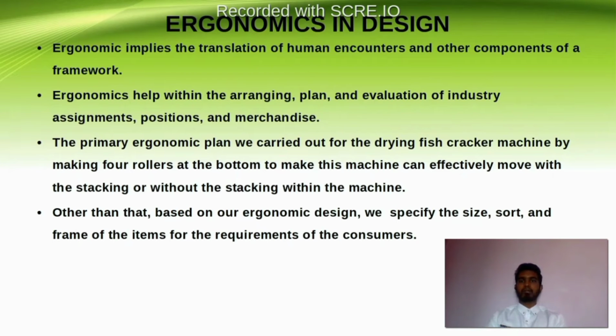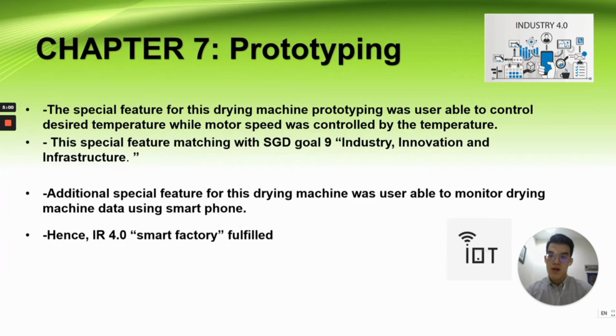The ergonomics in design. Ergonomics implies the translation of human encounters and other components of a framework. Ergonomics helps within the arranging, planning, and evaluation of industry arrangement and portion and mechanize. The primary ergonomic plan we carry out for the drying fish cracker machine is making four rollers at the bottom so that this machine can effectively move with loading or without loading within the machine. Other than that, based on our ergonomic design, we specify the size, sort, and frame of the items for the requirements of the consumer.